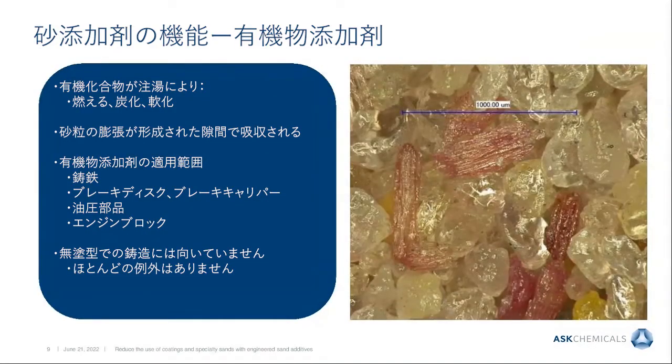How do these different additives work? The organic additives: the components inside are burning, carbonizing, or softening so that they leave space for the expanding sand. They are typically used for iron castings, brake discs, brake calipers, hydraulic parts, engine blocks, and they are not capable of coating-free production.